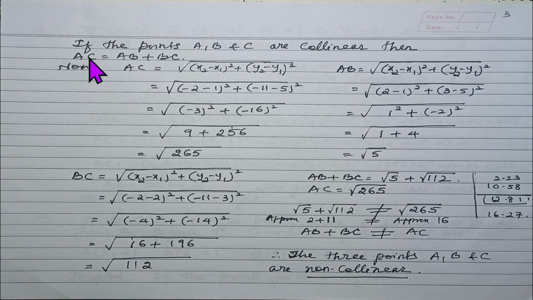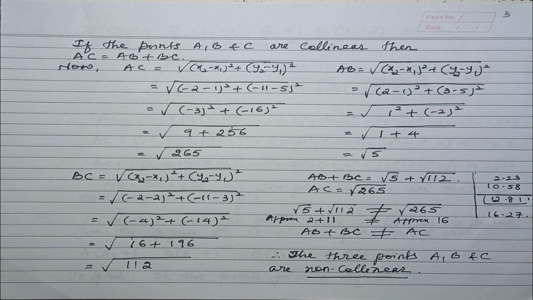Now substitute the values here. Is AC equal to AB plus BC? We know that AB plus BC is root 5 plus root of 112, and AC is root of 265. Approximately, root of 5 is 2 point something, root of 112 is 10 point something. Now when we add, we get 12 point something, that is 12.81 here, whereas root of 265 is 16.27 approximately. Therefore we find that AB plus BC is not equal to AC. If the distance AB plus BC is not equal to AC, then the 3 points are non-collinear. So please remember that.